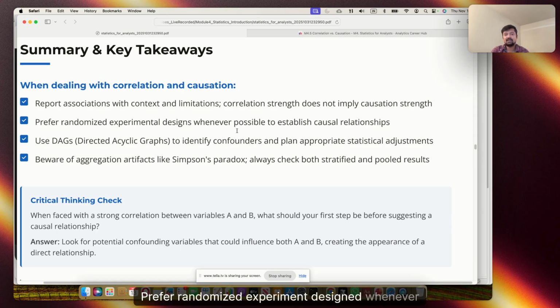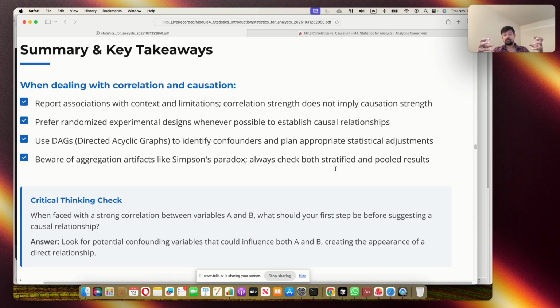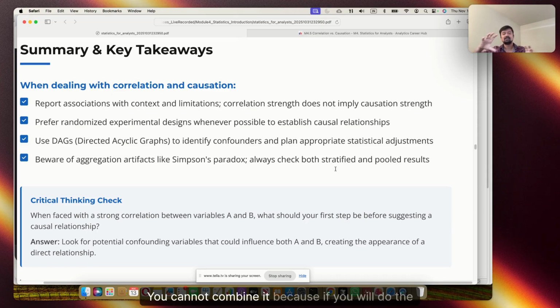Prefer randomized experiment designs whenever possible to establish the causal relationship. The DAG we discussed, directed acyclic graphs, helps identify the confounders and plan appropriate statistical adjustment in your test, whatever test you are doing, whether it's regression or correlation. Beware of aggregation artifacts like Simpson's paradox. Always check both stratified and pooled results. Divide those groups, do the statistical test in both groups, combine those groups, do the statistical test, and you will be able to see if there is a huge difference between the groups. You cannot combine them, because if you do the correction, it will be overcorrected, it might lead to spurious results. So you need to decide based on the data.